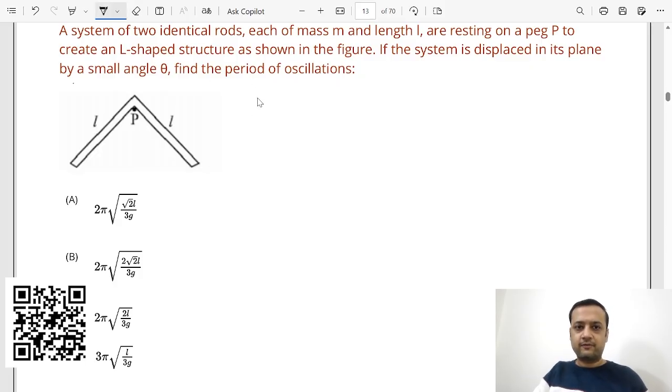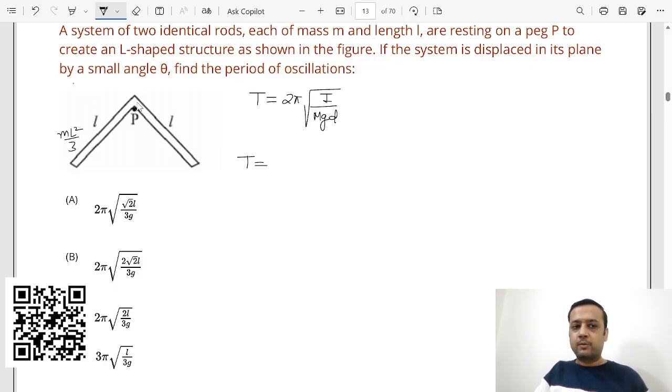So here the time period of oscillations comes out to be 2 pi root of I by mgd, where I is the moment of inertia about the axis of rotation, and m is the total mass of the system. And d is the distance between the center of mass and the axis of rotation. Now first we will calculate moment of inertia. The moment of inertia of this rod about the end point P will be ml square by 3.